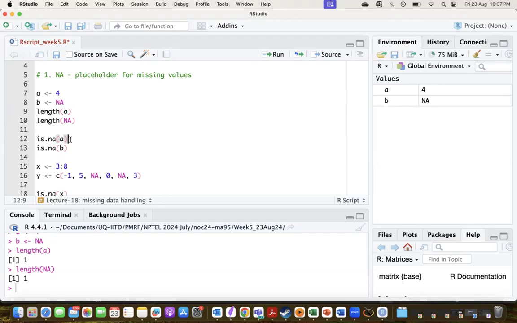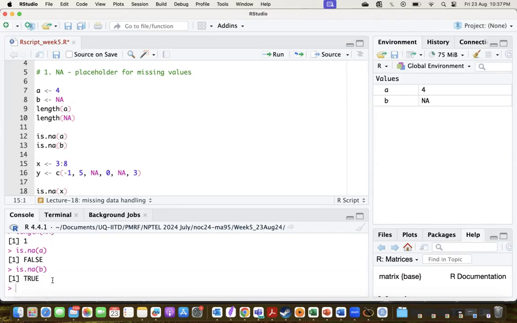So very straightforward. If I run this, you can see it says false because A is not NA. And if I ask the same thing for B, I get true because B is actually NA. Now, a couple of important things to remember. We are not putting double quotes around it.